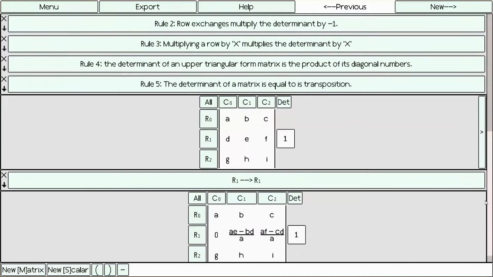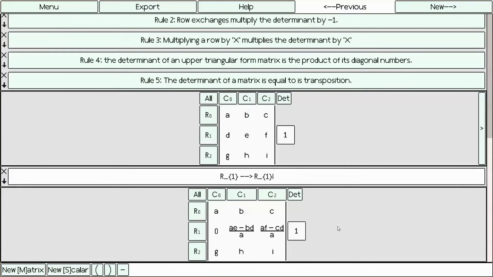See? Now row 1 has gone to row 1 minus D over A times row 0. I'm going to use some formatting. /frac creates a fraction.